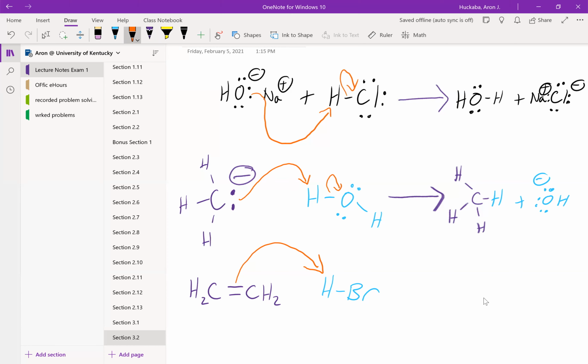And those electrons from the, in this case, hydrogen bromide bond, go right back onto the bromine atom to give you, in this case, one of these H's should be blue. Plus Br minus.